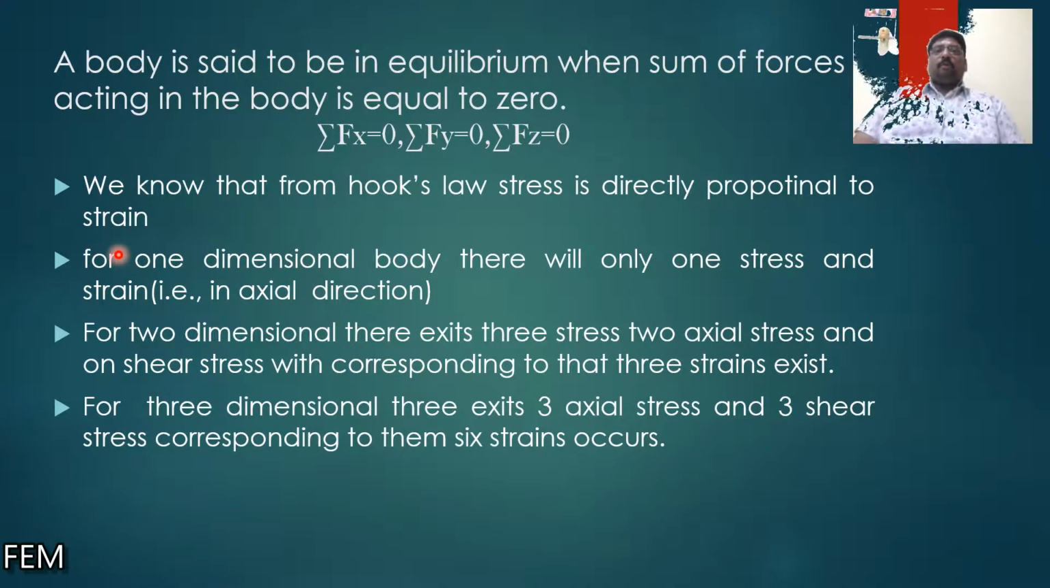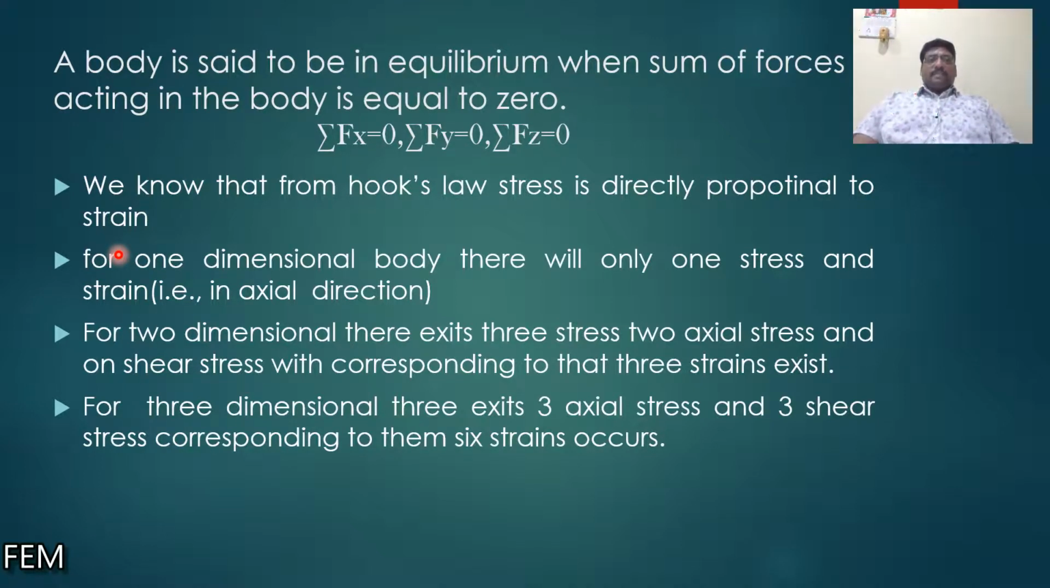Similarly, for a two dimensional body, I have three stresses, in which two are axial stresses and one is shear stress. Coming to the three-dimensional body, there exist three axial stresses and three shear stresses. Corresponding to that, six strains will occur. So for a one dimensional body, there is only one stress, the axial stress, that acts in the axial direction. For a two dimensional body, there are 3 stresses, 2 axial stresses and 1 shear stress. And for a three dimensional body, I have 3 axial stresses and 3 shear stresses, with corresponding strains developed.